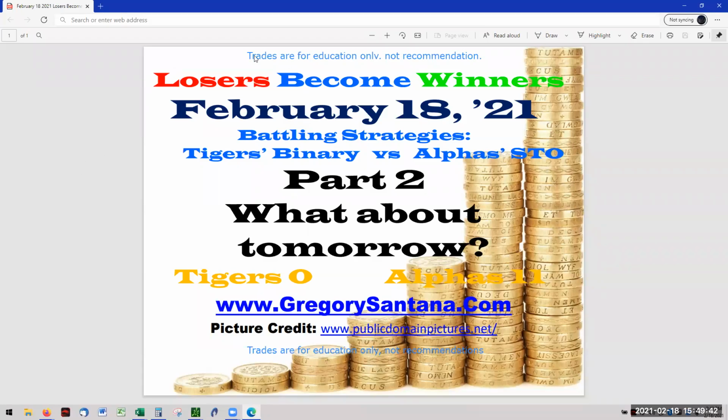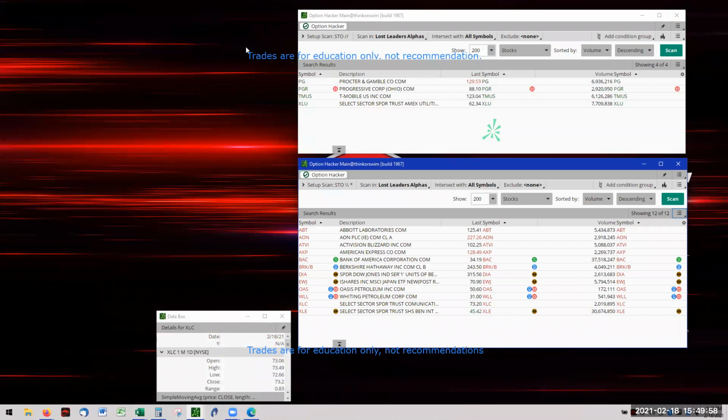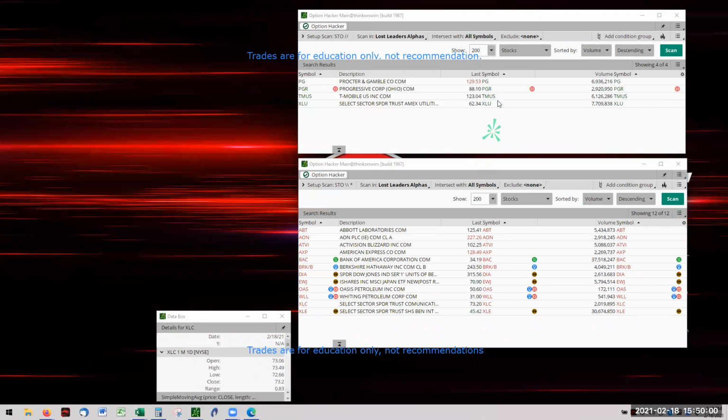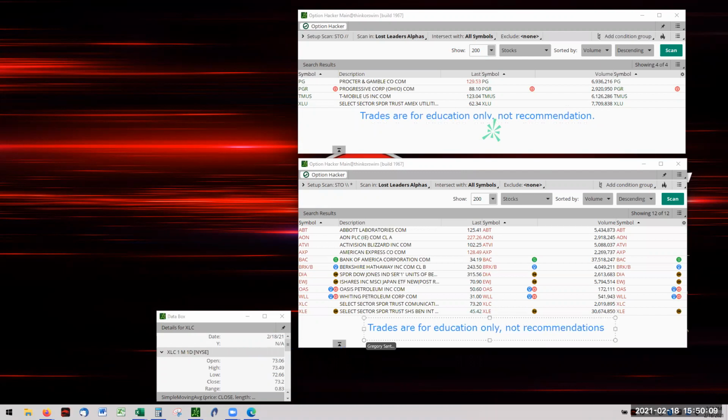What about tomorrow? Trades are for education only, not recommendation. You are going to see a trade list, and these are my trades in my situation, my due diligence, not yours. It's for education purposes only. Moving on. Here we are. So today we ran the scanner, and as you can see, again, these are not your trades, these are my trades. So please, if you're going to look at this, look at it under your lens, not mine.